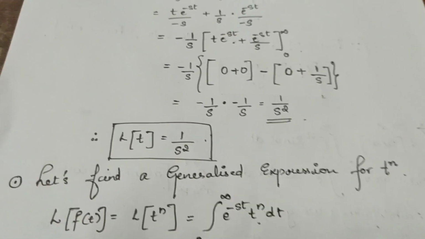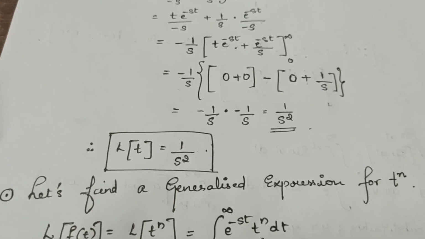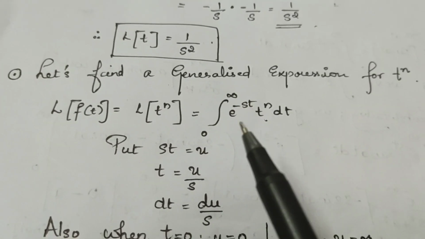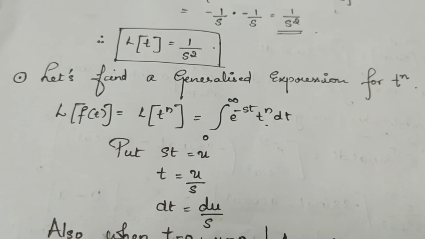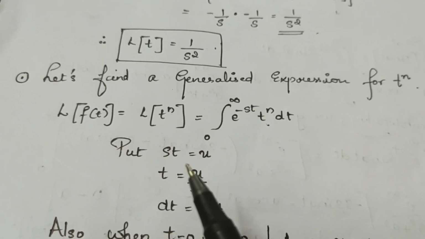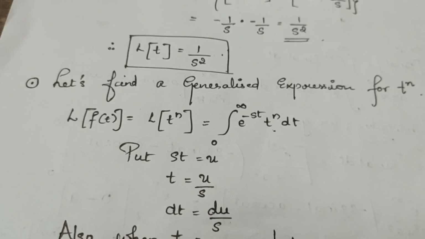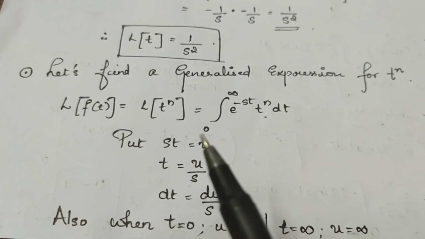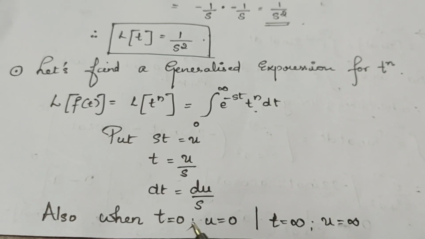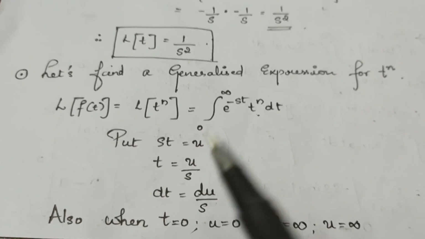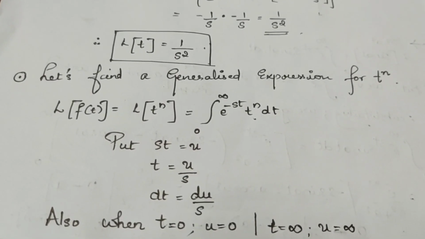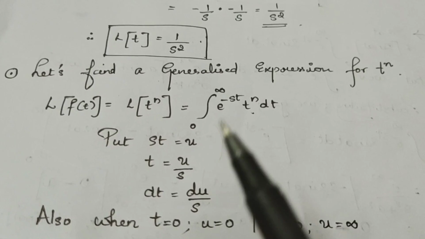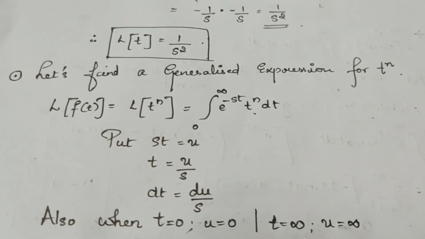Now let's find out a generalized expression for t raised to n. Laplace of t raised to n equal to integral 0 to infinity e raised to minus st t raised to n into dt. Now let's put st equal to u. So we'll get t equal to u by s and dt equal to du by s. Now let's see if there is any change in the limits. So when t equal to 0, u is also equal to 0, and when t equal to infinity, u is also equal to infinity. Why we have done this is that we have changed the variable t to u, so we have to change the limits accordingly.